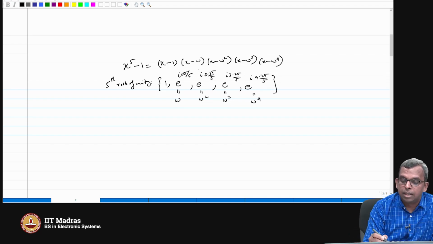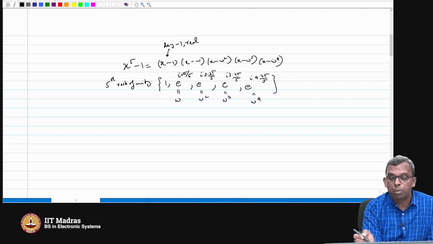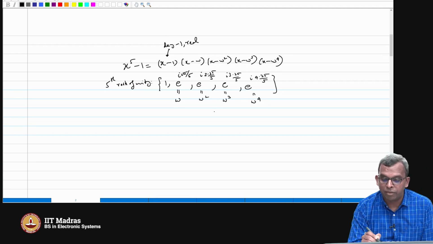Now, these are all complex, so I have not achieved the goal of degree 1 real factors. Okay, so this is okay. Now, how do I make these into degree 2 real polynomials? There you have to identify a very important fact.